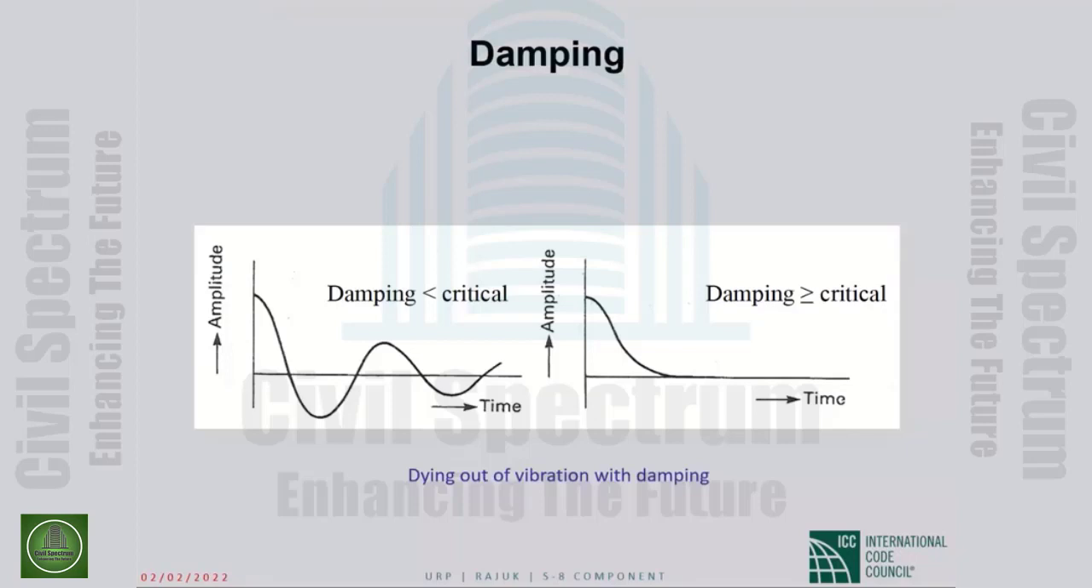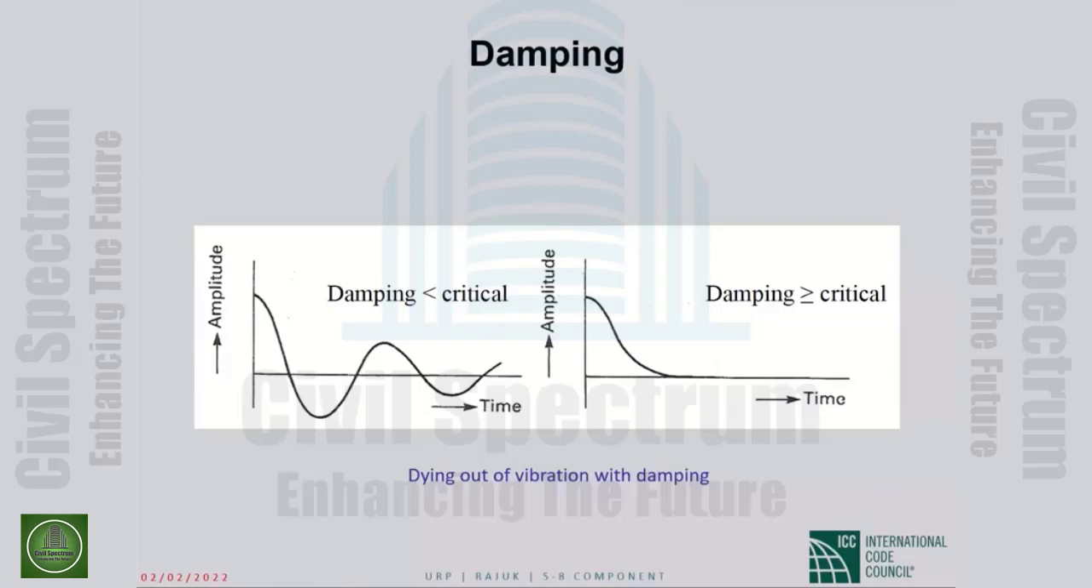Now, if the damping is at a threshold level or beyond, the threshold level is called critical damping. If the damping in a structure is equal to critical damping or more, then if you set the building in vibration, it will come back to rest without vibrating about the position of rest.